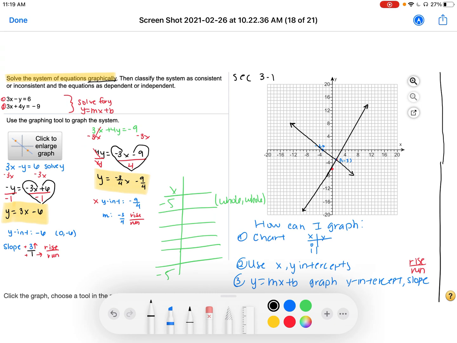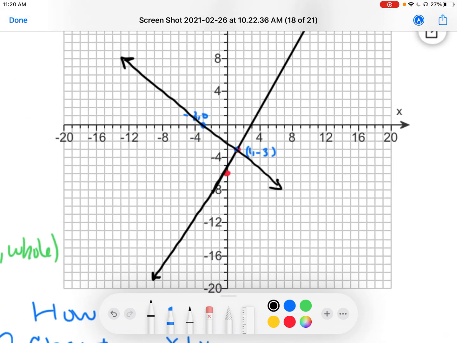You have to graph both of them separately, you check them, and then it says yes, and then it asks what's that point. You can go ahead and zoom in. What is that point where they meet? And you see that the point where they meet is 1 comma negative 3 for this particular problem.